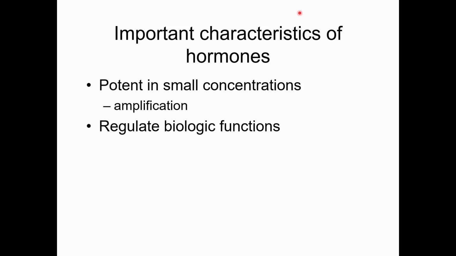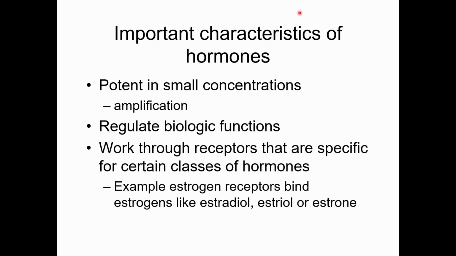Hormones regulate biologic functions. So they regulate blood glucose level, they regulate metabolism, they regulate a stress response, they regulate reproductive function. And they do that through receptors that are specific. So, for example, estrogens are a type of hormone that bind to estrogen receptors. Now, there are subtypes of estrogens, estradiol, estriol, or estrone, but they all are estrogens and they bind to an estrogen receptor. Estrogen is not going to bind to an insulin receptor or to an FSH receptor, because the ligand receptor interaction is very specific.